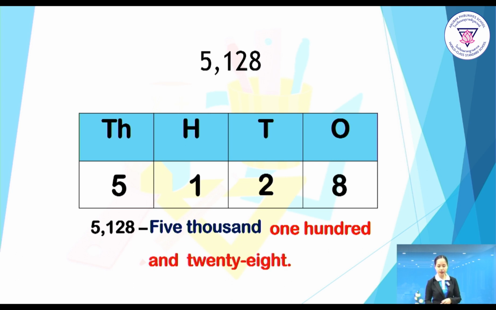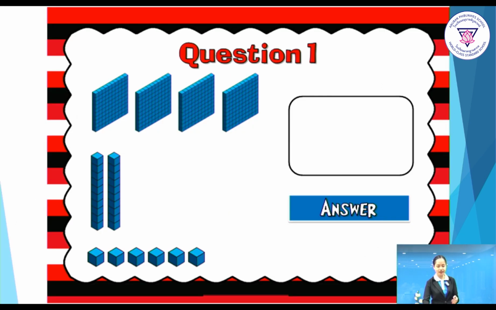Let's have another example. Okay, question 1. This example is using the blocks, wherein you are going to count how many blocks are there in this example. How many hundreds can you see? How many tens can you see? And how many ones can you see? Can you answer it for me? So the answer is 426. Very good.